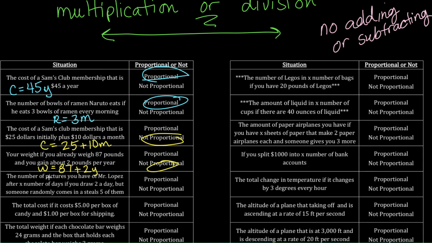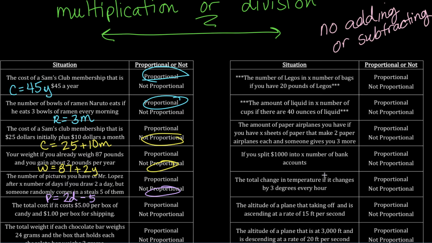Let's use a different color. So the number of pictures you have of Mr. Lopez after X number of days, if you draw 2 a day, but someone randomly comes in and steals 5. So the number of pictures you have, if you draw 2 a day, but someone comes in and steals, so we take away 5. Well, that's take away, so not proportional.